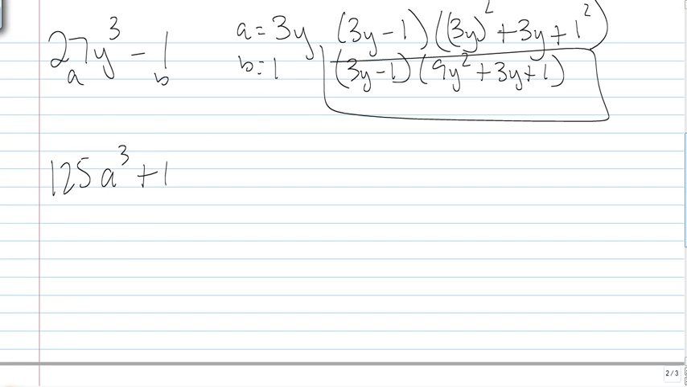Okay, let's try it one more time. Here's my A and here's my B. So 125, A to the third. So 5 times 5 times 5 is 125. So you know your A is going to be 5a. And of course your B is just going to be 1.